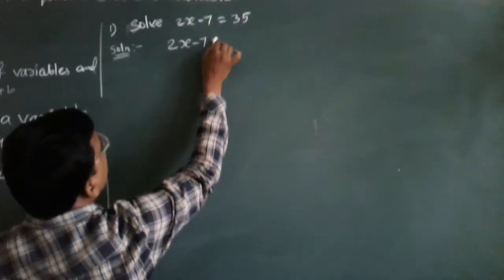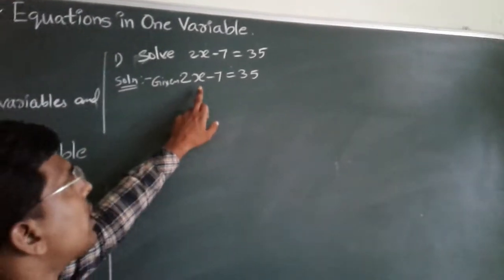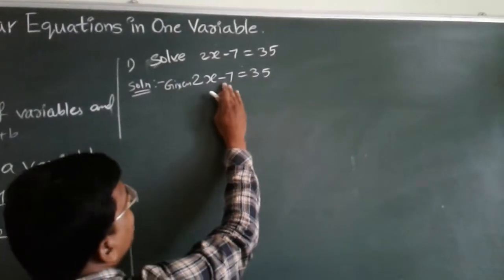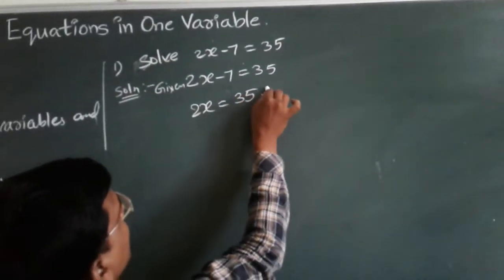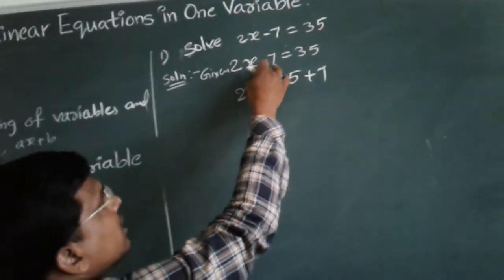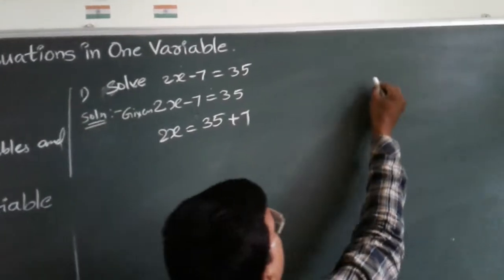2x - 7 = 35. This is the given one. Next we should find the value of x. For that I am sending this minus 7 to the right hand side. So 2x = 35 + 7. Minus 7 is going to the right hand side, and this will become a plus. So we have the transpose concept.